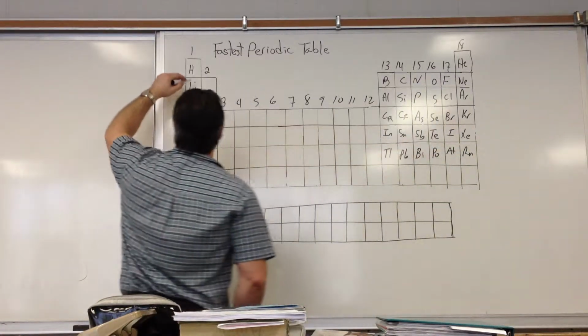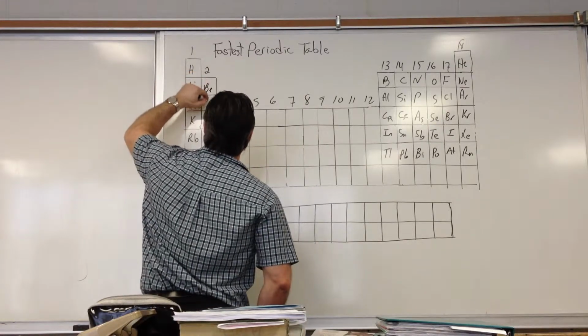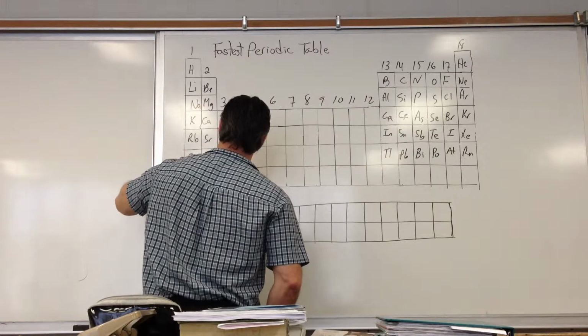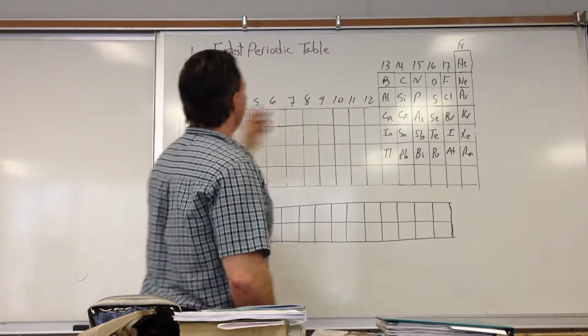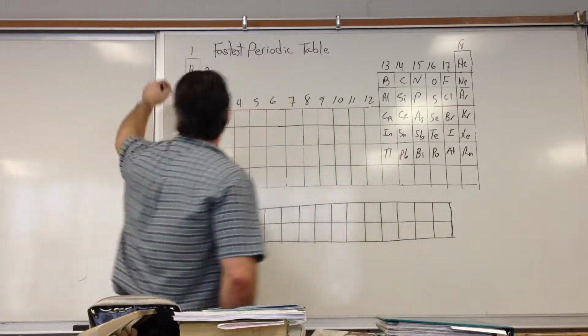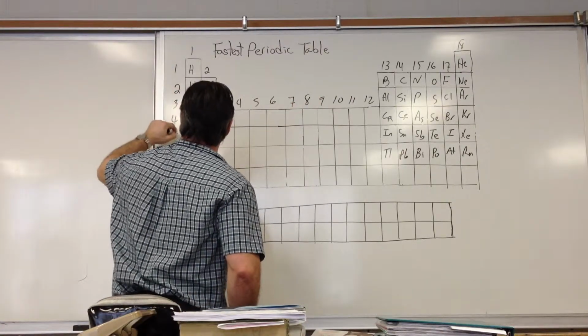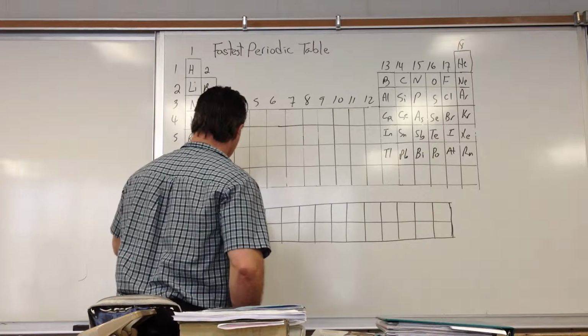I forgot to do the alkaline earth metals. Then to go across, these are also periods. When you go across, they're called periods. Period 1, 2, 3, 4, 5, 6, 7.